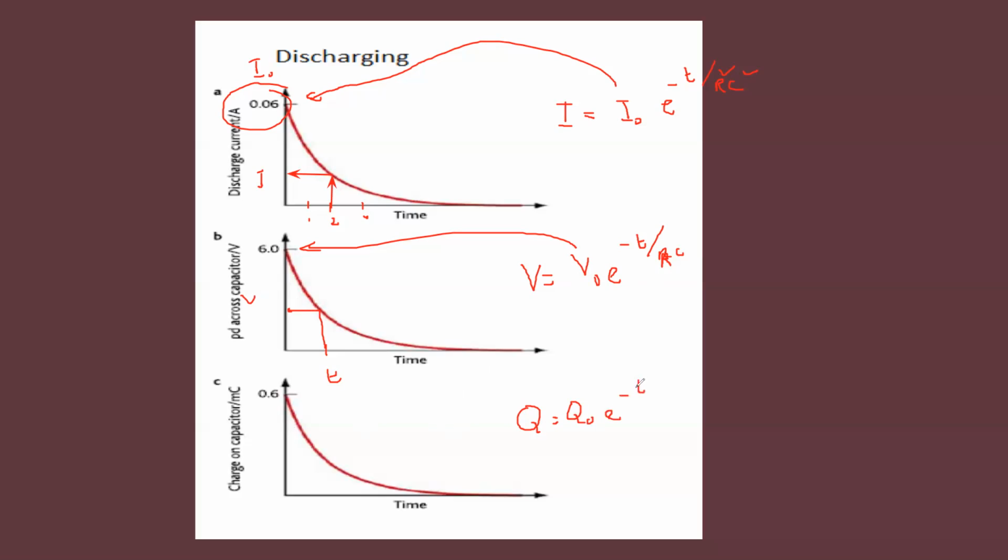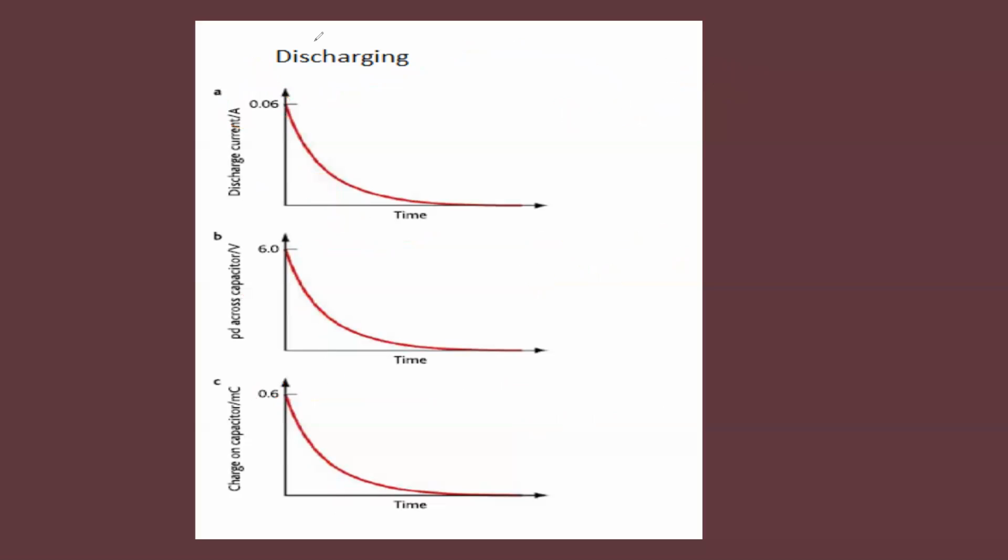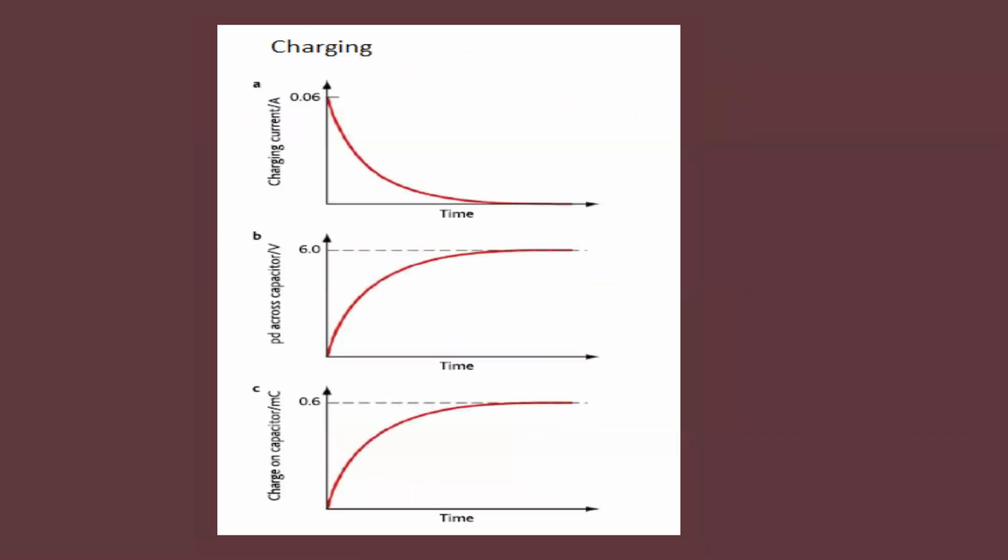e raised to power minus t over RC. So Q naught is the maximum charge. Q is the charge at a particular time. R is the external resistance, C is the capacitance, and t is the time at which we are finding the charge. So these equations you have to learn. This is for discharging. The charging equations are also similar, but the only difference is about V naught and Q naught.